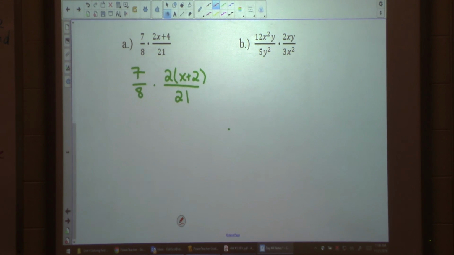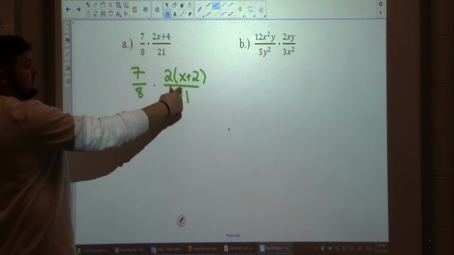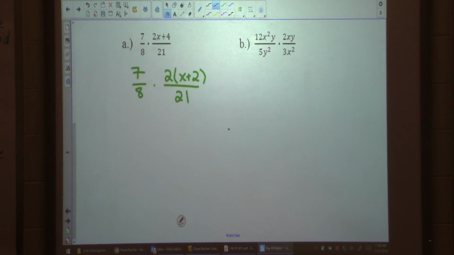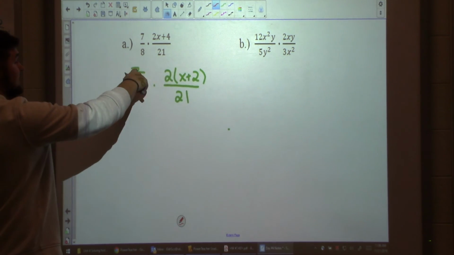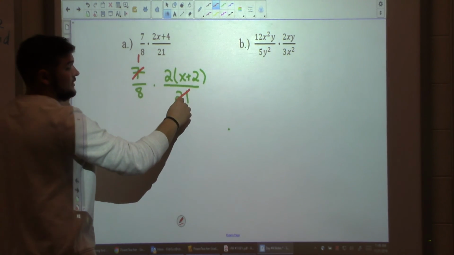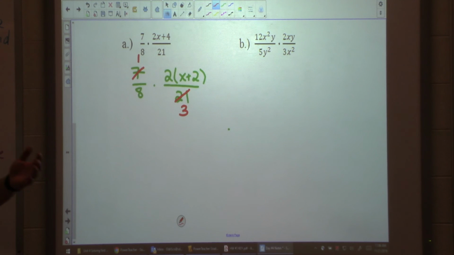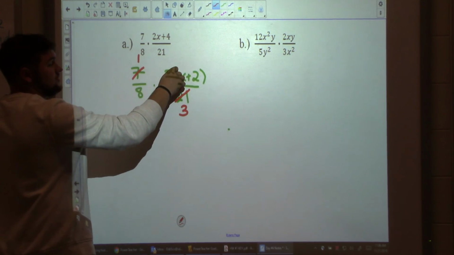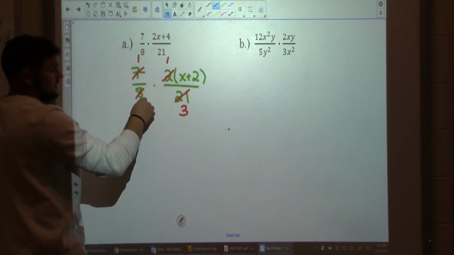So, simplifying. If I look, I have 7 and I have 21. Guys, it doesn't matter which fractions they're in. As long as one is in the numerator, one is in the denominator. It can be from the same fraction, it can be from different fractions, but I need one in the numerator, one in the denominator. So I can look and say 7 and 21. I can take a 7 out of both of those. Becomes 1, becomes 3. 2 and 8, I can take a 2 out of. Becomes 1, becomes 4.